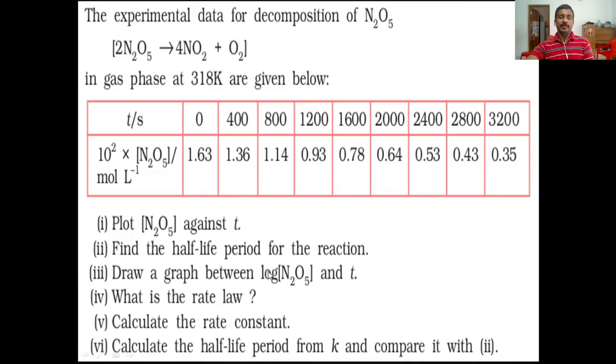Draw a graph between log N2O5 and T, with log N2O5 on the y-axis and T on the x-axis. Then what will you get? You will get a straight line graph with the slope equal to minus K.